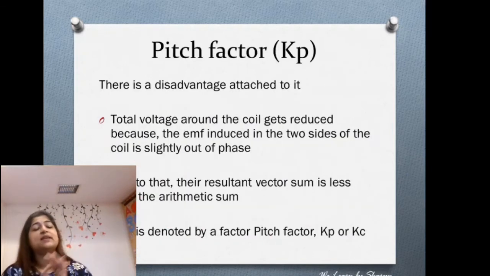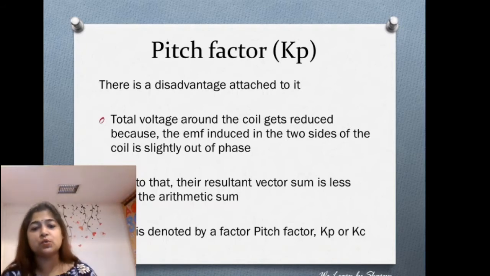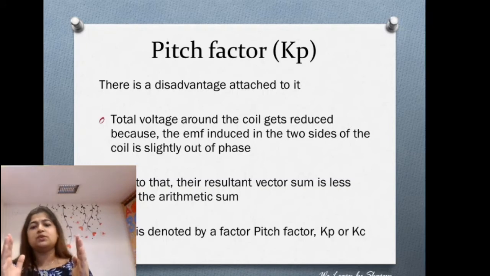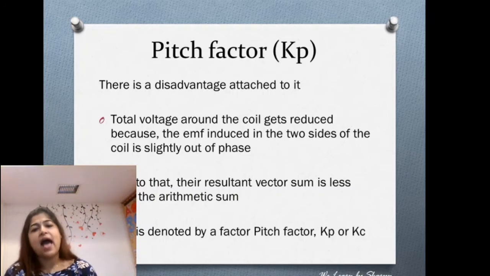It has one disadvantage also, and the only disadvantage of short pitching is that it reduces the overall EMF induced. Well, if E is the EMF induced in one conductor and E is the EMF induced in another conductor, the total EMF you should get is twice E. But if you have short pitch, then you don't get twice E, you get slightly less than that. And that depends upon the pitch factor.